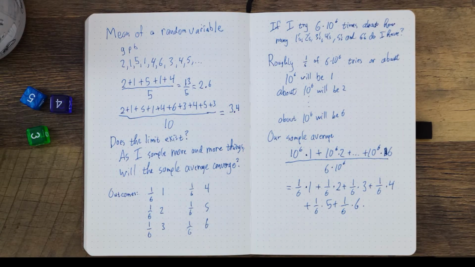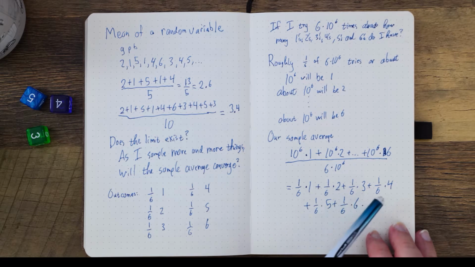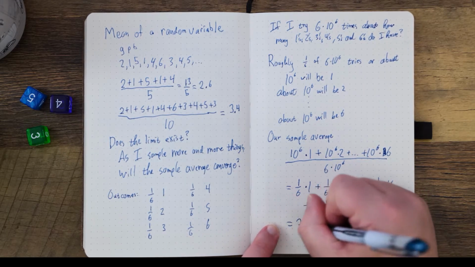And so as our sample average gets large, as we take more and more samples, we get closer to 1/6 times 1 plus 1/6 times 2 plus 1/6 times 3 plus 1/6 times 4 plus 1/6 times 5 plus 1/6 times 6. Now I'm going to do a speed calculation and say that that is 3.5.